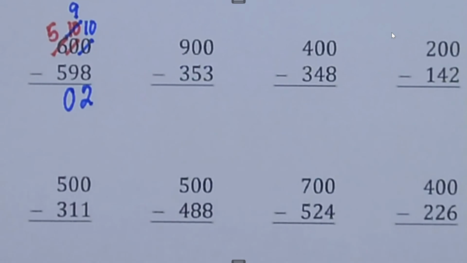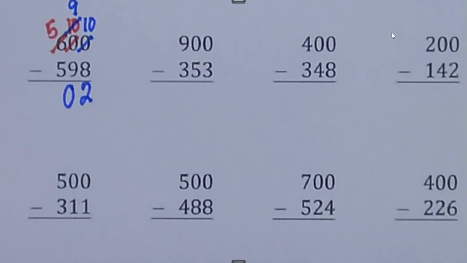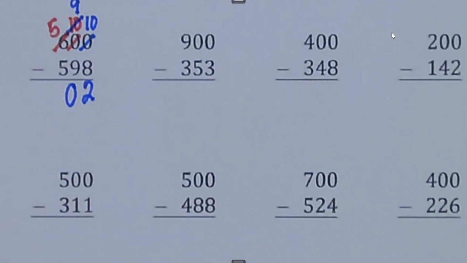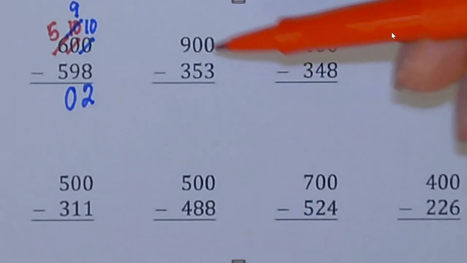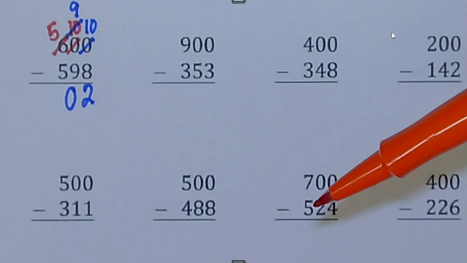Same thing for the next problem. Write it down, pause the video, solve it, and then press play once you've solved it. All right, if you're back, then you have this problem solved, 900 minus 353.